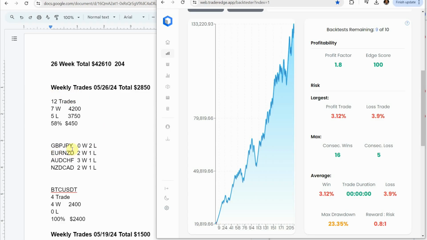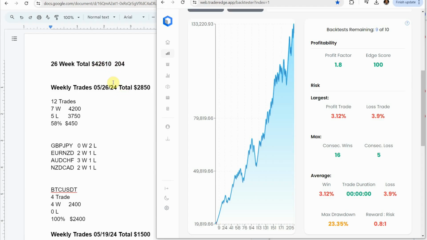And so this last week, well, not the last immediate week, but the week before that, we did 12 trades on the Forex pairs. We had 7 winning trades, 5 losing trades, a 58% win rate, would have been a gain of $450. On the crypto coin, we had 4 trades, 4 winning trades, a 100% win rate, and would have been a gain of $2,400. For the weekly total, we would have been up $2,850.